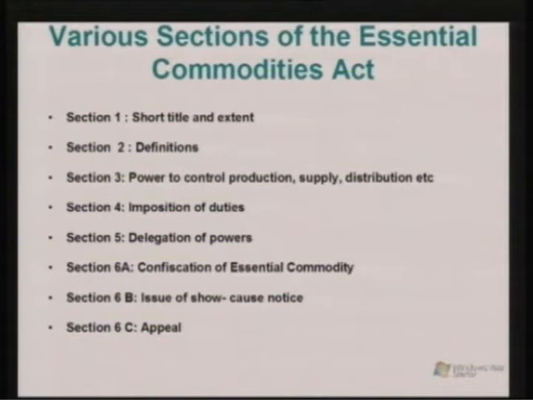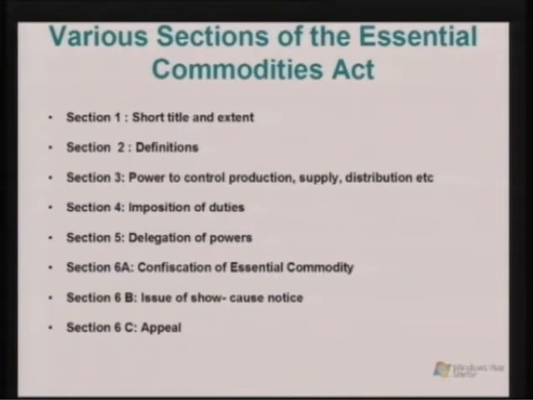Section 6 stipulates the powers of the appropriate authority to confiscate the essential commodity. That means it gives the power to detain or seize the commodity if there is a contravention of any provisions of the order, and the authority can then dispose of the commodity as he deems fit. But before confiscation, a show cause notice is to be issued to the offenders, as provided under section 6B of the act, giving some time like 1 month to reply. And if the reply is not satisfactory, then the authority can take appropriate action.